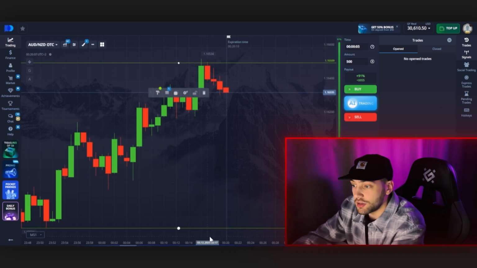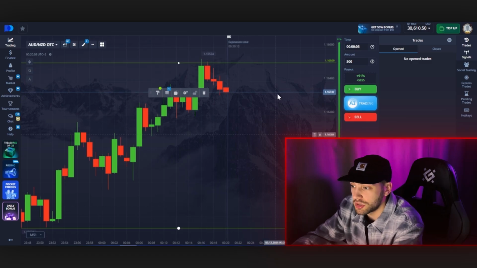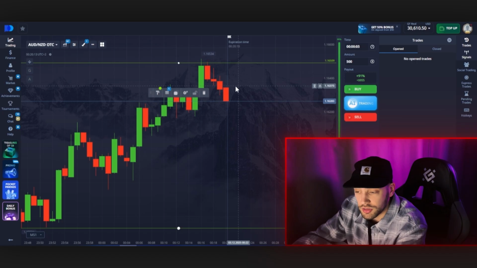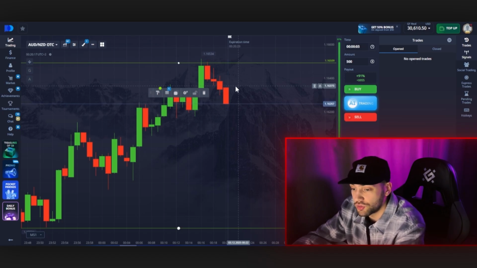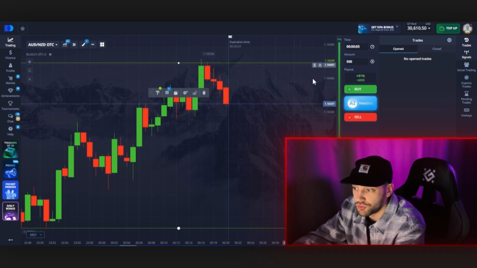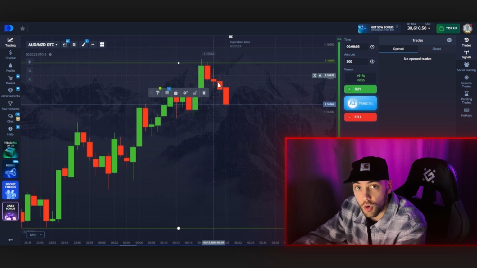Okay, so in this case, you just need to wait for an impulse beyond a level. This is called a stop hunting. Then wait for the price to return and enter in the direction of the reversal. So it's clear here that the level was reached and now the price is gradually going down.